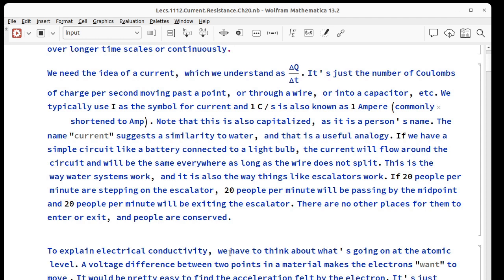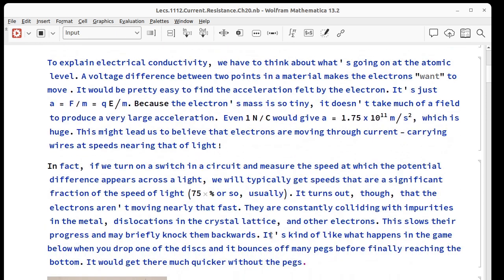The name current suggests we're talking about something like water, and that is kind of a useful analogy in a lot of ways. If we have a simple circuit like a battery and a light bulb, the current flows around the circuit, and it's the same everywhere as long as the wire doesn't split. This is the way water systems work, and it's the way escalators work. If 20 people per minute get on the escalator, 20 people per minute go by the midpoint, and 20 people per minute have to get off. There's nowhere else for them to get on or get off, and people are conserved.